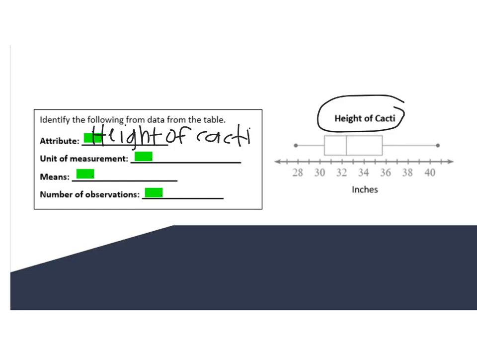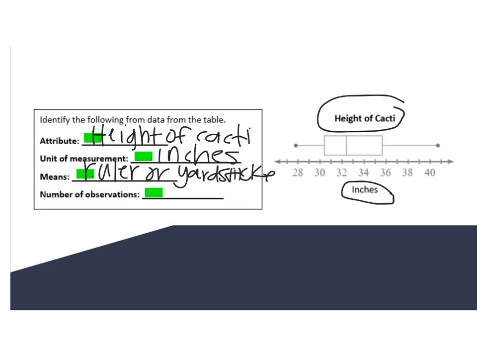Next, it's asking for the unit of measurement. So what units were used to measure? And that would be inches. The means, we don't necessarily know how they collected this data, but if you're talking about inches, you're either using a ruler or a yardstick. So ruler or yardstick. I'll put etc.